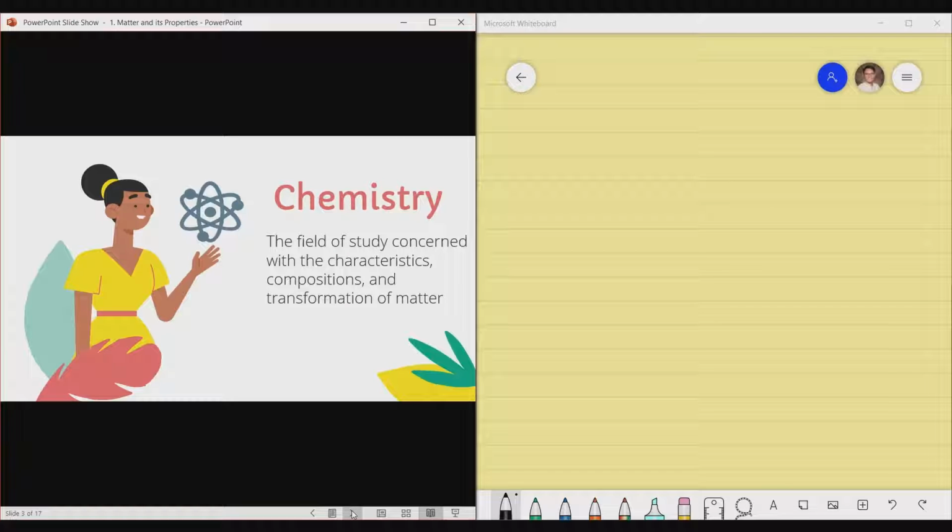First one, chemistry, as we all know, is simply a field of study concerned with the characteristics, compositions, and transformation of matter. Sa madaling salita po, ang pag-aaral ng chemistry ay patungkol lahat sa matter. Okay, yung characteristic nito, yung composition niya, at paano siya natatransform from one form of matter or classification of matter to another classification of matter. Okay?